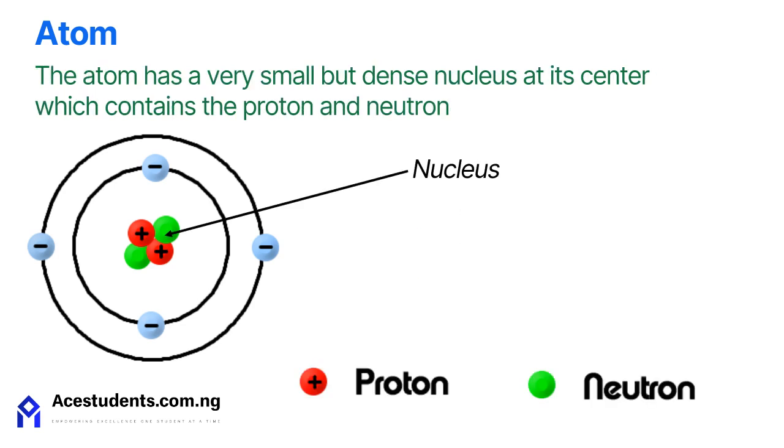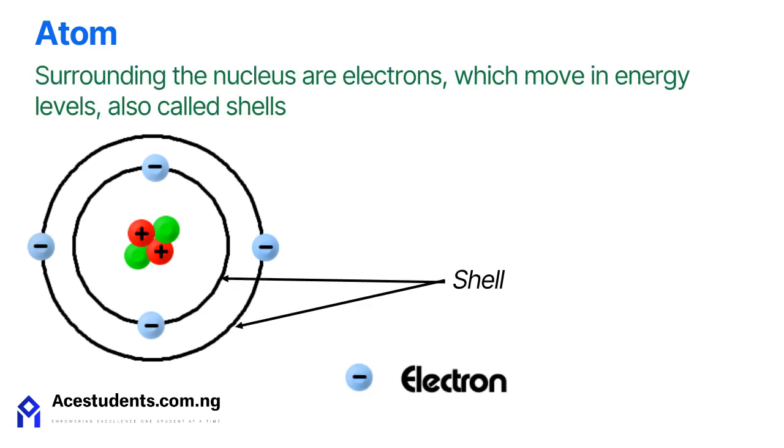The atom has a very small but dense nucleus at its center. This nucleus contains protons, which are positively charged, and neutrons, which have no charge. Surrounding the nucleus are electrons, which move in energy levels, also called shells.